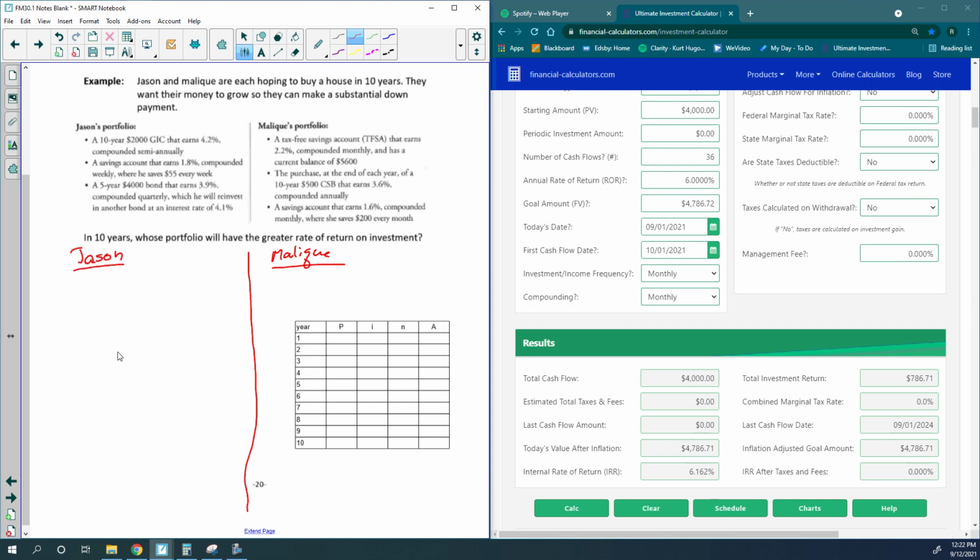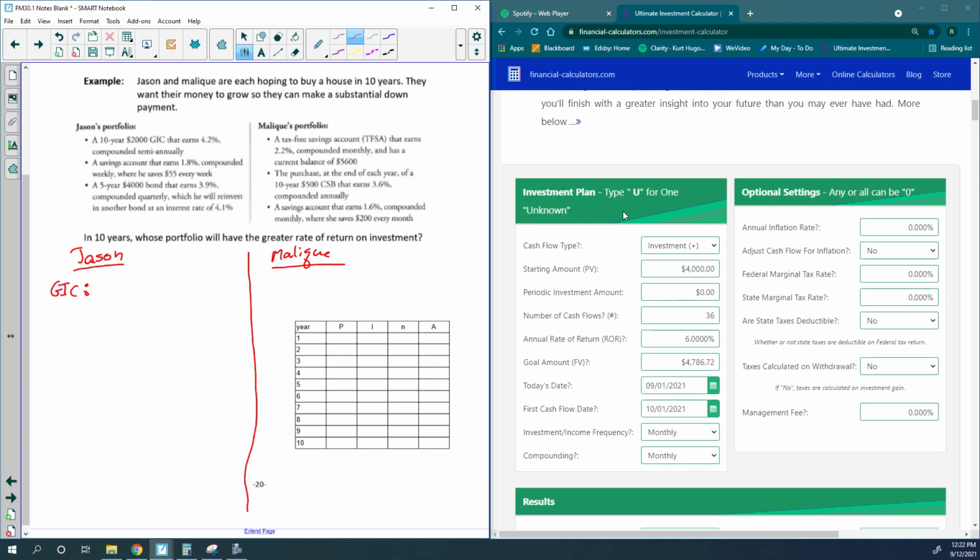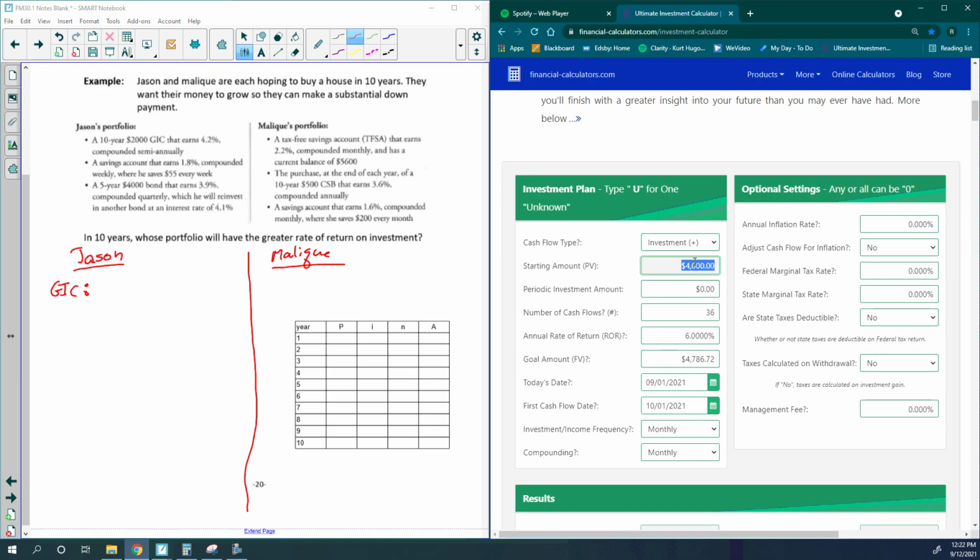So to start with, we have a 10-year $2,000 GIC for Jason. So I'm going to go to my investment calculator. The principal was $2,000. We're not making any periodic investments, so that remains zero. It's compounded semi-annually, so that's twice a year for 10 years. So our number of cash flows will be 20, because 2 times 10 is 20.